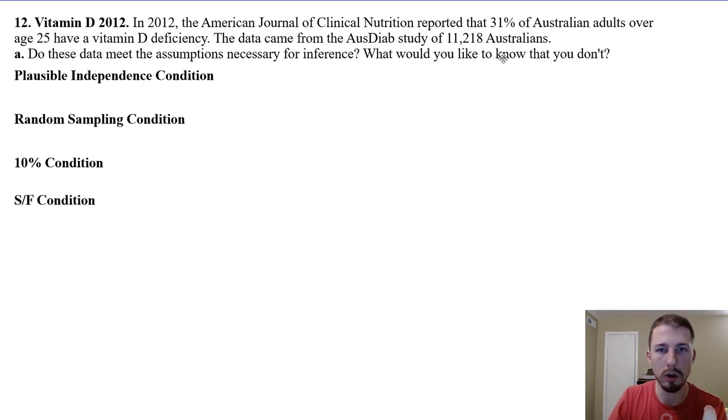margin of error, a confidence interval. With such a large sample of 11,000, there's a good chance we've honed it in pretty close. So maybe we have a margin of error plus or minus 1%. We'll see. All right, so plausible independence.